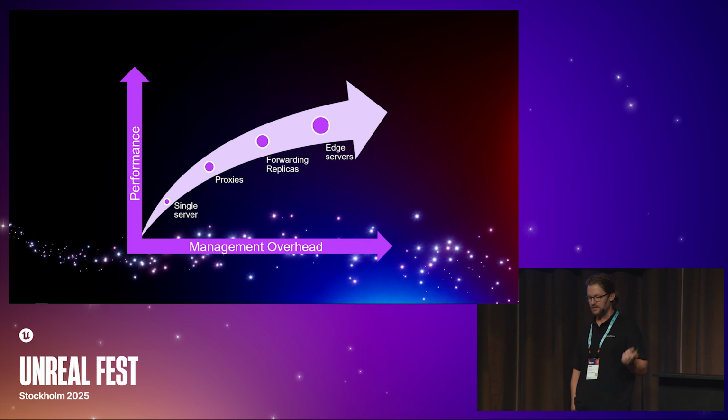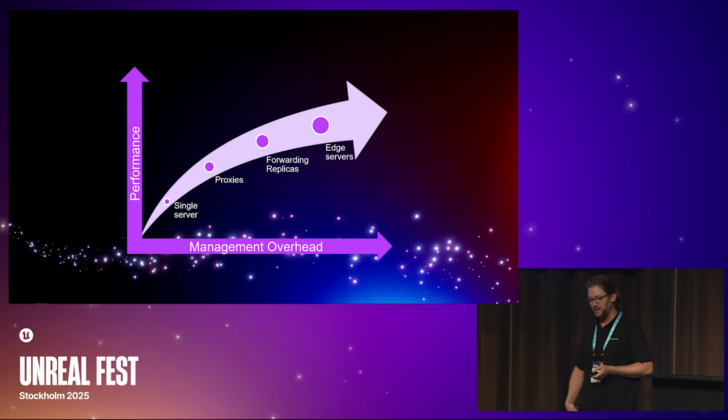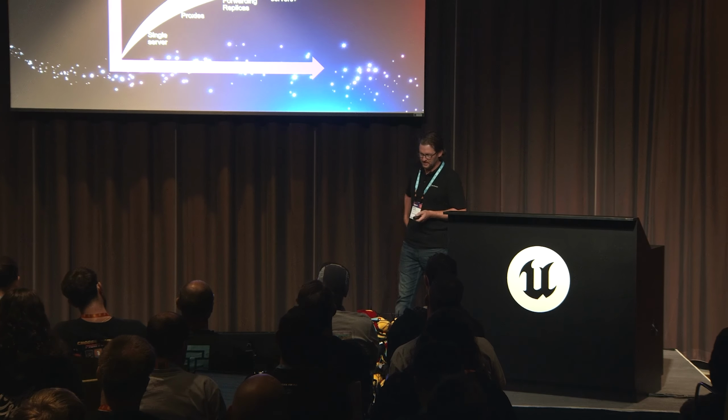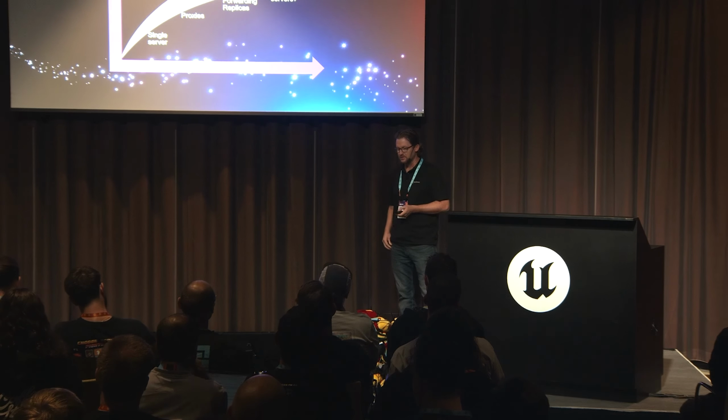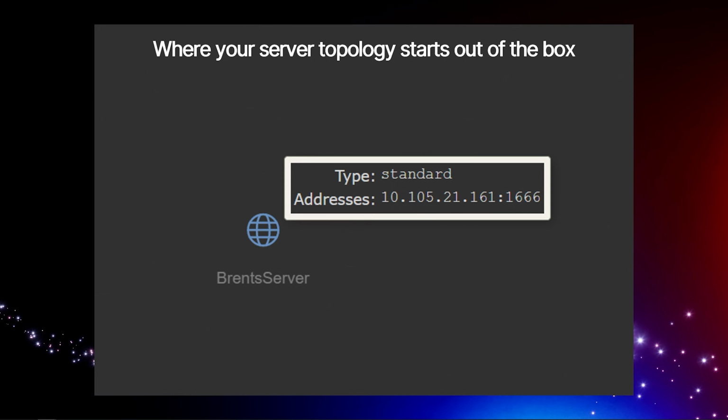So you can see here, starting with a single server, a lot of times customers will then move to proxies, then eventually to forwarding replicas, and the most adventurous customers make their way to edge servers as well. So I'm going to talk about the differences between all these different types of servers and try to make sense of it for you. So again, where you start out of the box is a standard server.